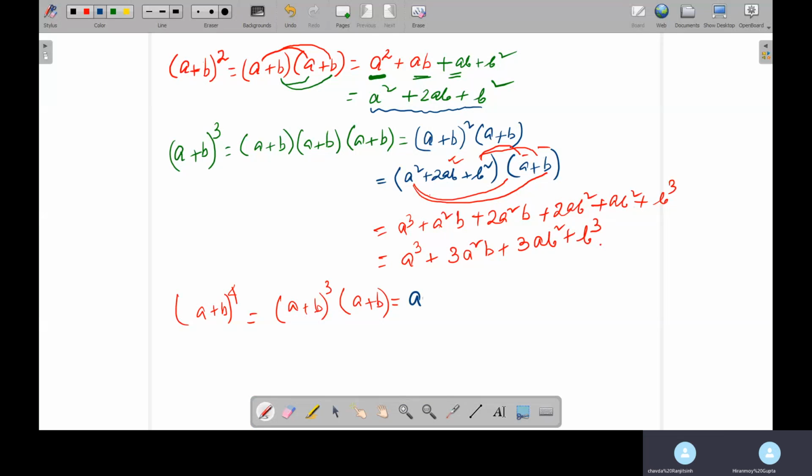A to the fourth power, plus 4a cubed b, plus 6a squared b squared, plus 4ab cubed, plus b to the fourth power. Am I right? I have copied the same.